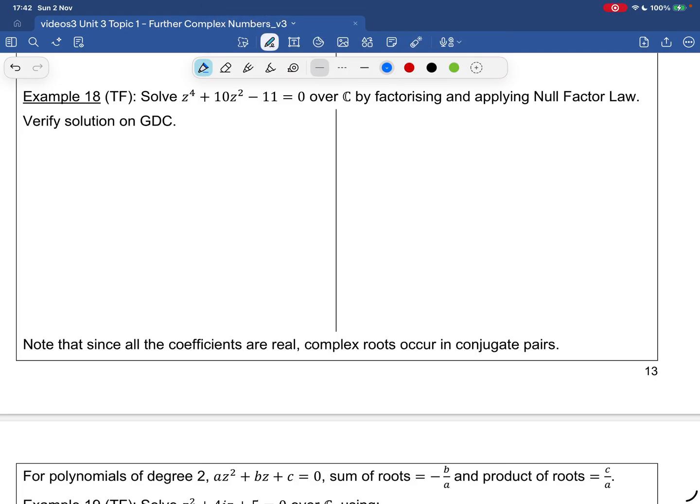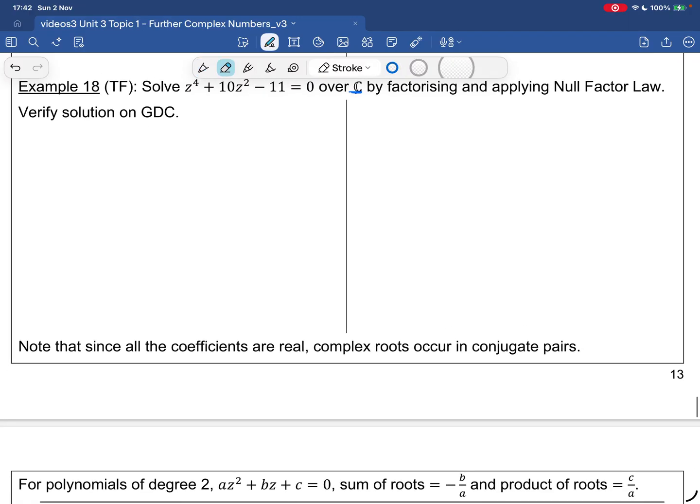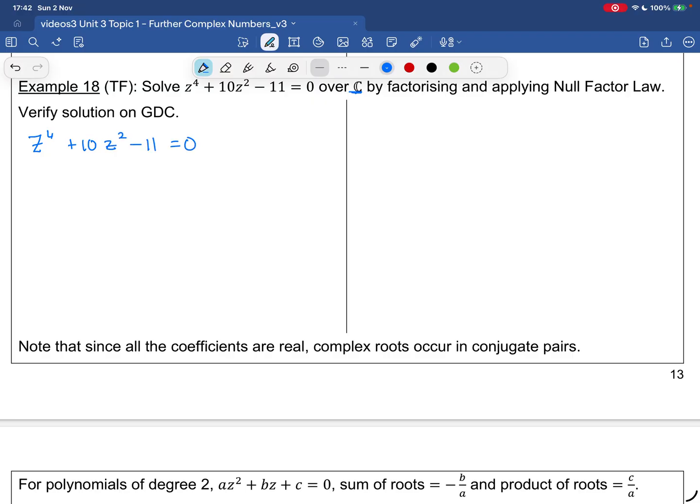Right, now we're going to solve z to the 4 plus 10z squared minus 11 equals 0 over C by factorizing and applying the null factor law. And we can verify our solution on our graphics calculator. All right, so we've been given that z to the 4 plus 10z squared minus 11 equals 0.